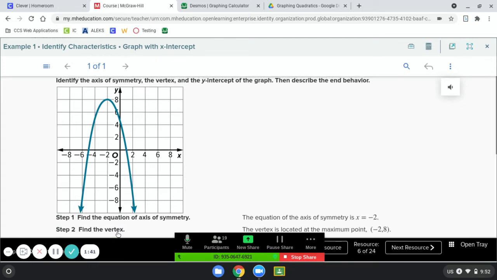Next, they want you to find the vertex. The vertex is that middle point. So the vertex, the middle point here, is a maximum, FYI, the highest point. We label the points using the x value and then the y value. So the x value here is -2 and the y value is 8. So -2, 8 is the vertex, that middle point of the parabola here.